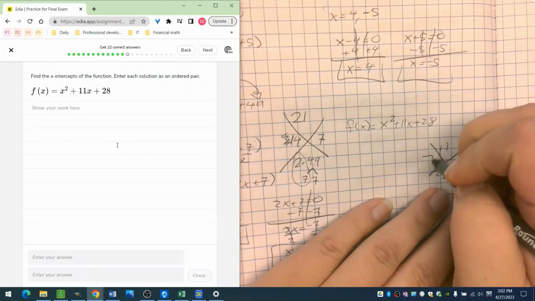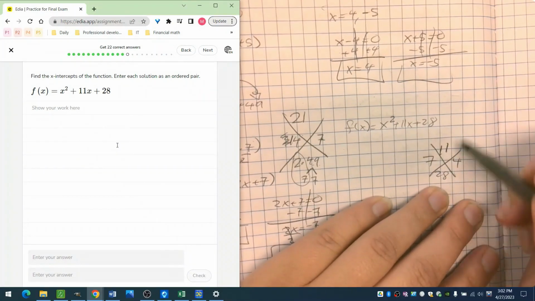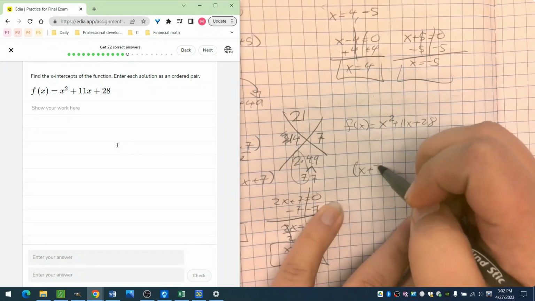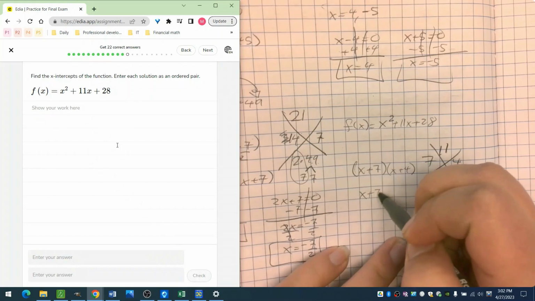Okay, it's going to be 7 and 4 because those are the only options I have that get me to 11 and to 28. So I've got x plus 7, x plus 4, set each part equal to 0 and solve.